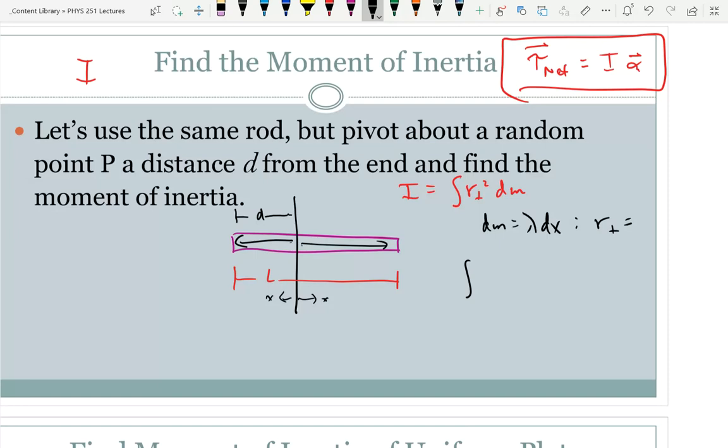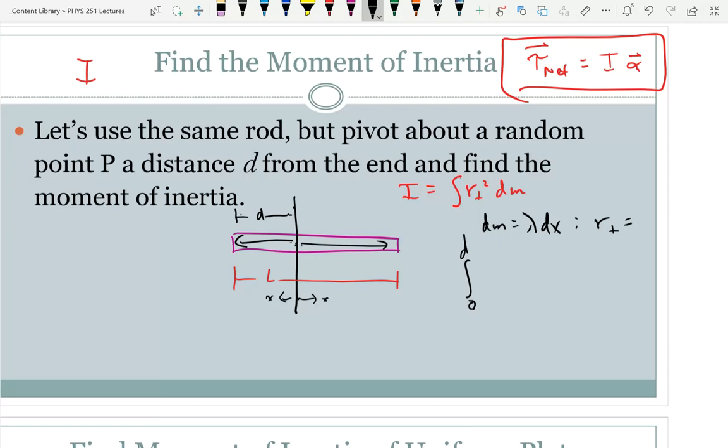Okay. So in that case, what are the limits of X going from here to here? D. It's going from 0 to D. And notice I went from 0 to plus D, because all I care about is the distance from the axis. And then my R perpendicular, because I'm measuring from here, is just X. That's why I'm measuring from that symmetry axis.